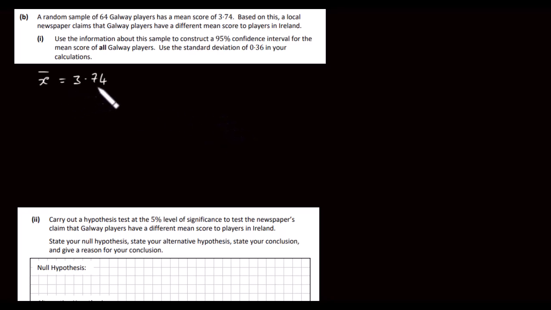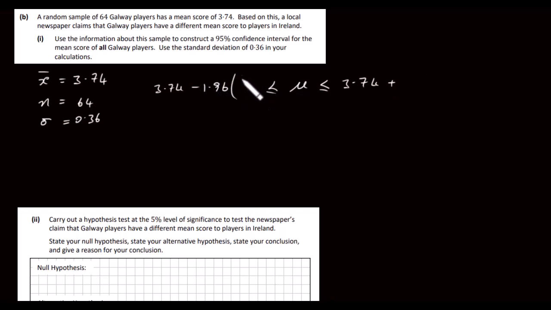Okay, so we have a mean of 3.74. We have a sample size then of 64, and we have a standard deviation of 0.36. So we want a confidence interval for the mean. So the mean is going to be somewhere between the x bar, which is 3.74 minus something, and 3.74 plus something. So it's going to be 1.96 times sigma over root n. Our standard deviation is 0.36, and our n is 64. So here it's 1.96 times 0.36 over the square root of 64.